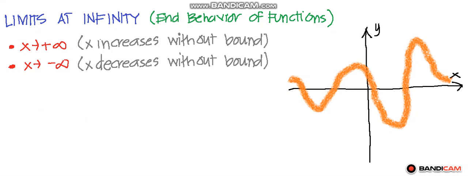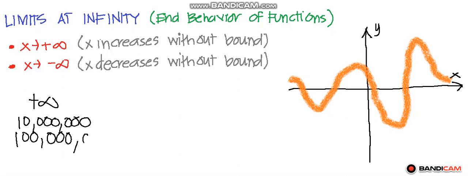kapag sinabi natin positive infinity, okay, ang ibig sabihin lang nun, okay, those are numbers which are very large, okay, in value. Okay, so pwedeng itong positive infinity, it may take 10 million, okay, the value of 10 million, pwede rin namang 100 million, okay, bahala ka, basta malalaking numbers ang nire-represent ng positive infinity, okay, those numbers which are very large in nature, okay.